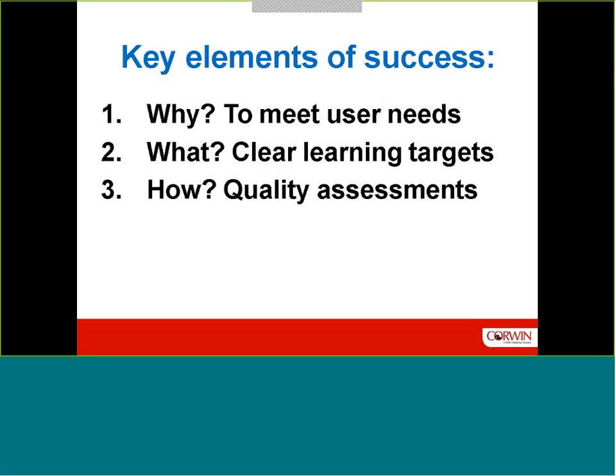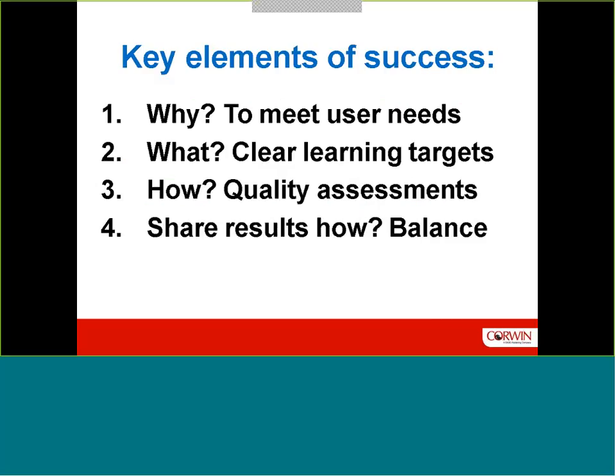So, why do we assess? To meet user needs. What do we assess? Clear targets. Using high quality assessments. And then, key number 4 has to do with how we share the assessment results. And in this case, I want to make another balance point, and it's a simple one.